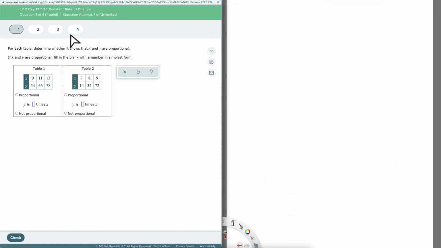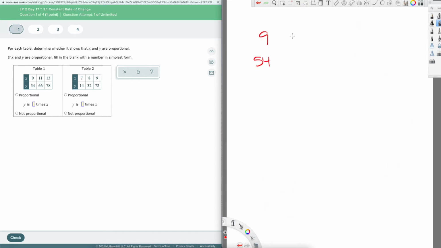So for each table, determine whether it shows x and y are proportional. If x and y are proportional, fill in the blank with a number in the simplest form. So we have, forgot to change over to a pen. 9 and 54, we have 11 and 66, and we have 13 and 78.